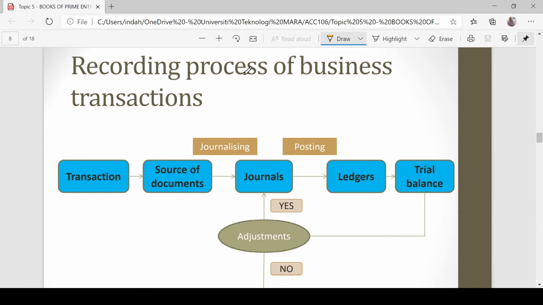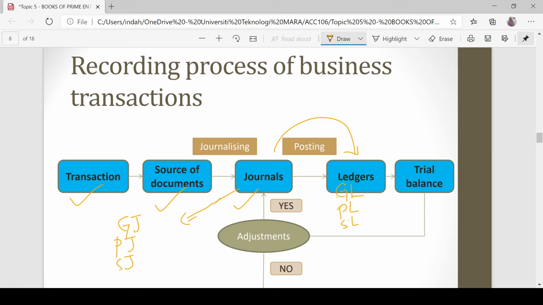So, in this recording process of business transactions, where are we now? You have been introduced to the transaction, the different types of source documents, and the different types of journals, including the function of each journal. Then from the journal, we post to the ledger. There are 3 different types of ledger: general ledger, purchase ledger, and sales ledger. The general ledger is the ledger other than the purchase ledger and sales ledger. The 7 types of journals are the general journal, purchase journal, sales journal, return inward journal, return outward journal, cash payment journal, and cash receipt journal.